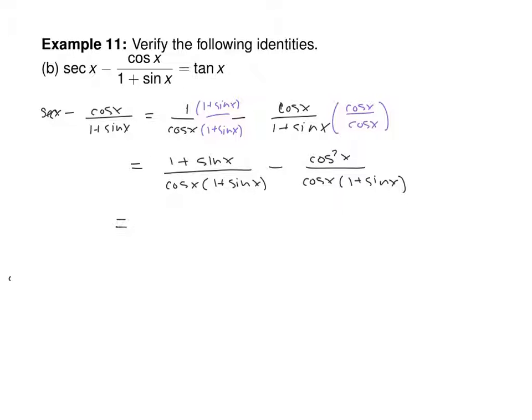Or 1 plus sine x minus cosine squared x over cosine x times 1 plus sine x. Okay. Is everyone with me to that step? Yes? Okay. And there's nothing you can do right now because you've got cosine squareds and sines in the numerator.